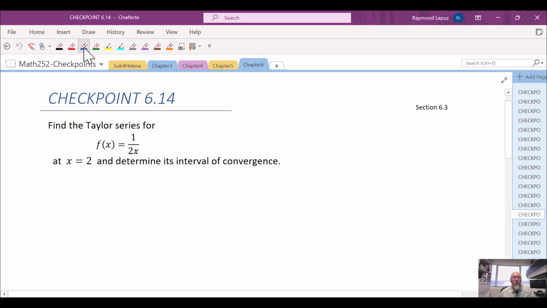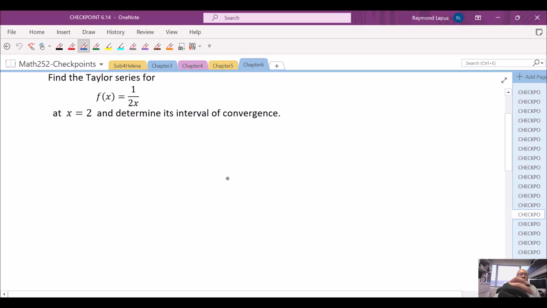My name is Lapuz. In this video we'll be doing checkpoint 6.14 from section 6.3. It says to find the Taylor series for f of x is equal to 1 over 2x at x is equal to 2, and then after that find its interval of convergence. So we're going to start off by building a Taylor polynomial, and hopefully we find a pattern.